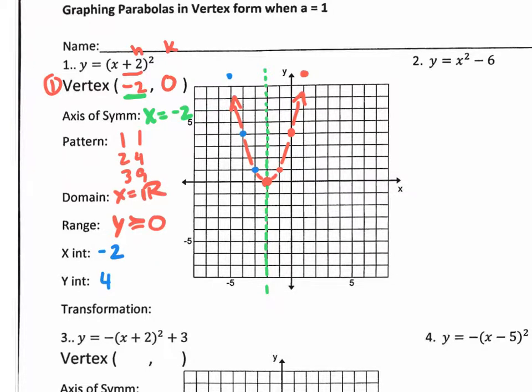Now the transformation, this is just something I want you to start thinking about, and let's write it down here. What happened if you were to think of the original parent graph, which has the origin as the vertex? What happened to the original parent graph compared to this new one? It got shifted 2 units to the left. So I would like you to write that down on the transformation. Shift 2 to left.